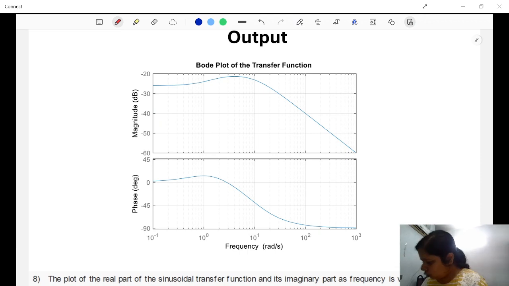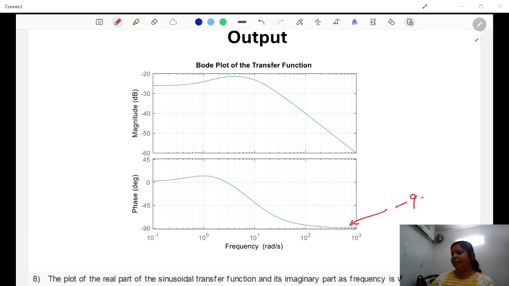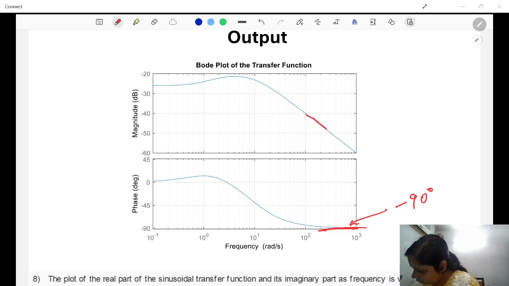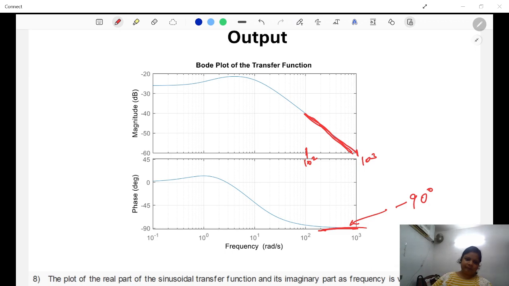Okay. So we saw now that at high frequency the phase would be minus 90 degrees. You can verify this from here. Does it decay at minus 20 dB per decade at high frequency? It does. See, here it is 10 to the power 2. Here it is 10 to the power 3. The decay is minus 20 dB in this one decade. So you can verify all the questions that we did from here.